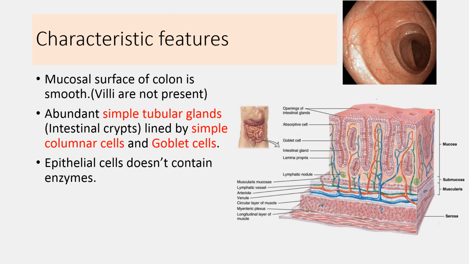Here we can see the cross section of the wall of the large intestine, which shows the presence of the mucosa, submucosa, muscularis externa as well as the serosa. In the mucosa of the large intestine, openings of the intestinal glands are present, known as intestinal crypts or crypts of Lieberkühn. The crypts of Lieberkühn are lined by simple columnar cells and goblet cells, and the epithelial cells do not contain enzymes in the large intestine.